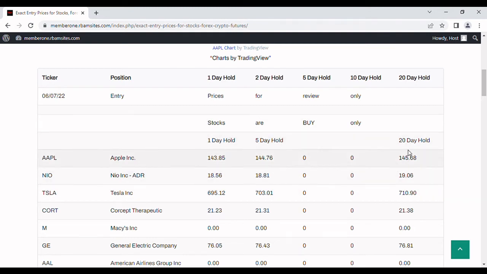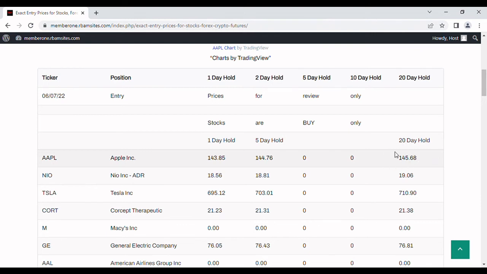Let's take 20 days. If you wanted to 20-day hold Apple, and it hit your buy price today at 145.68, these change every day, Monday through Friday. If it hit your buy price at 145.68, then you could buy it at 145.68, assuming your own independent analysis said that was a good idea. These are just observation points, and they're not recommendations that you buy there. It's just for you to look at and decide what you want to do.